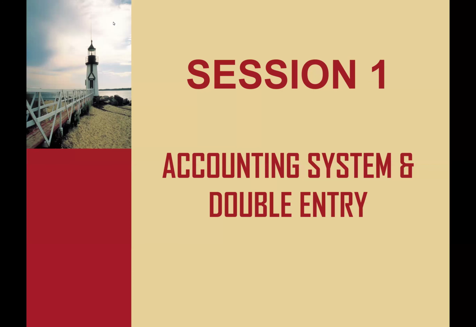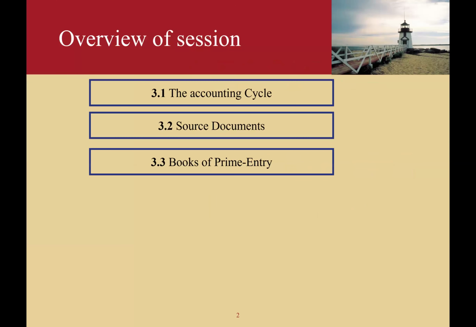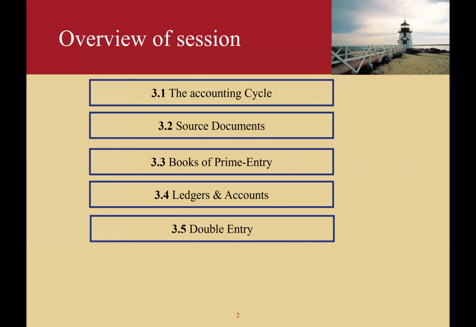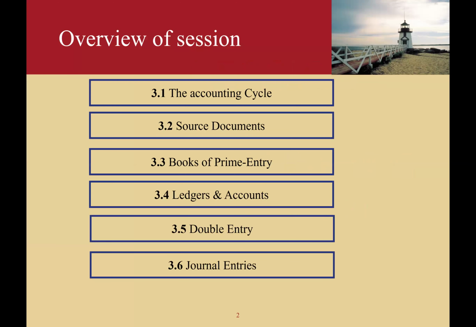So we begin with the accounting system and double entry, and here we basically cover the accounting cycle, source documents, books of prime entry, ledgers, accounts, double entry, journal entries. So that is our overview.